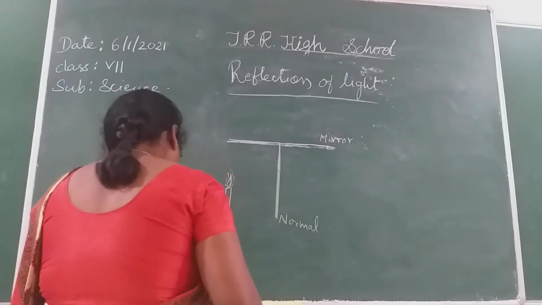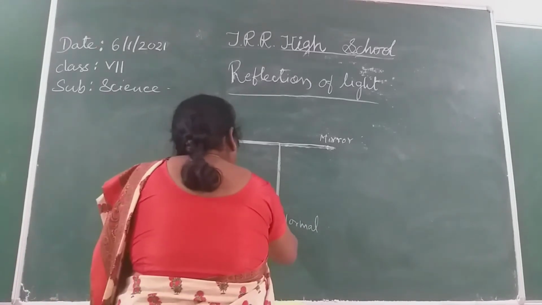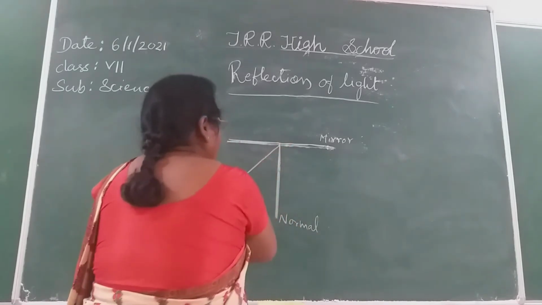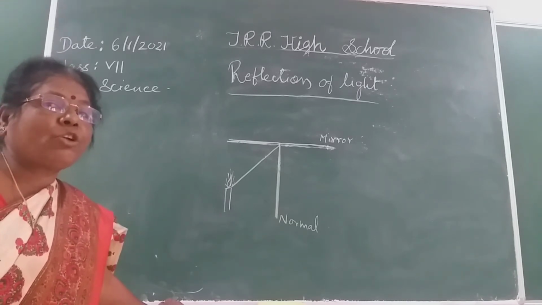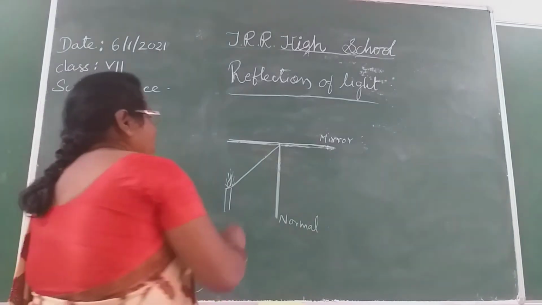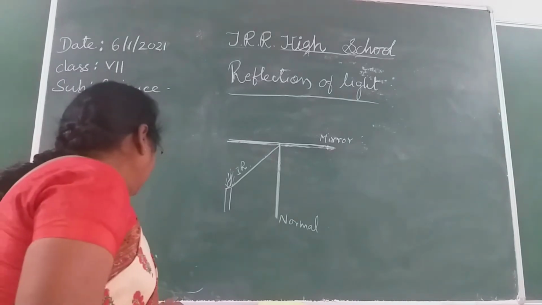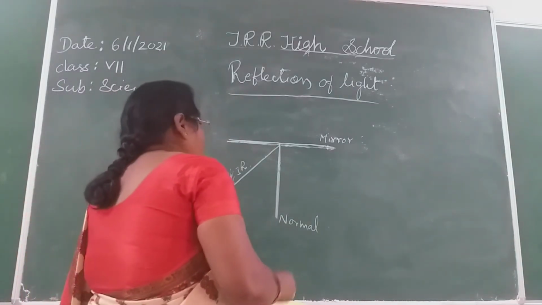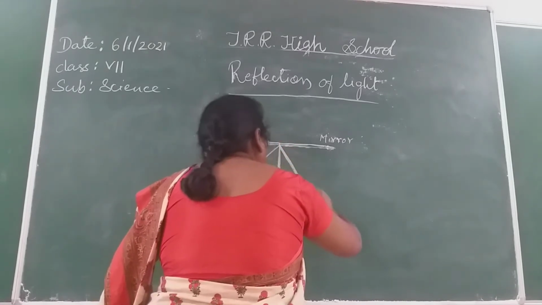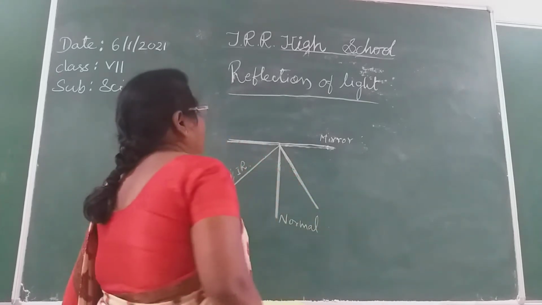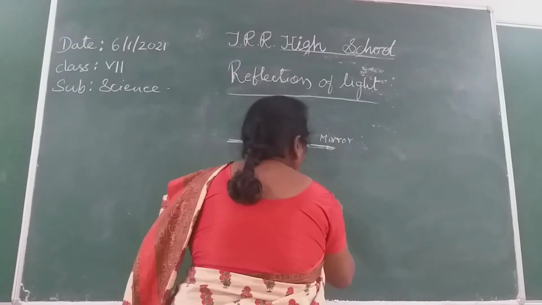Isn't it? Now here you will see the ray of light from the candle is falling on the mirror. The ray of light which strikes the mirror is called the incident ray. What do you call it? Incident ray. And the ray which bounces in the other direction with equal angle is called the reflected ray.